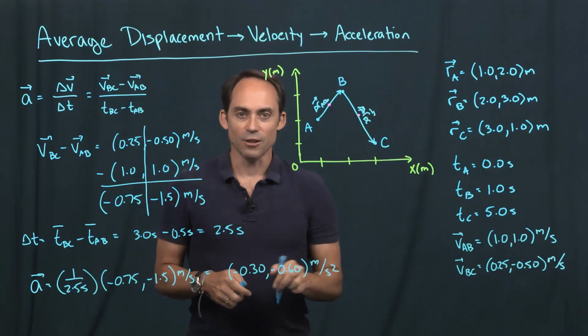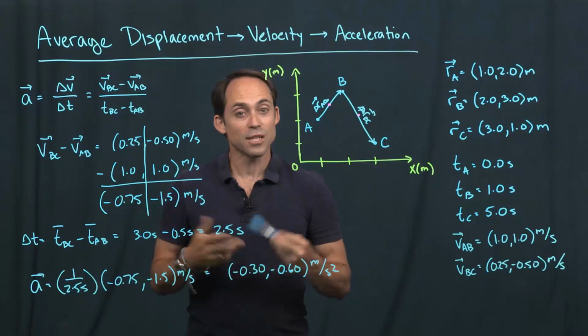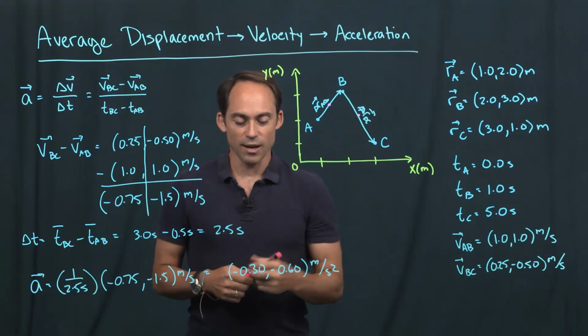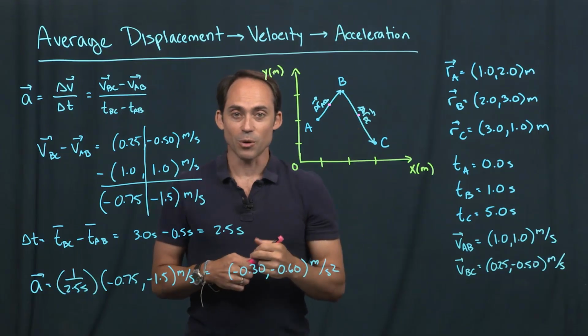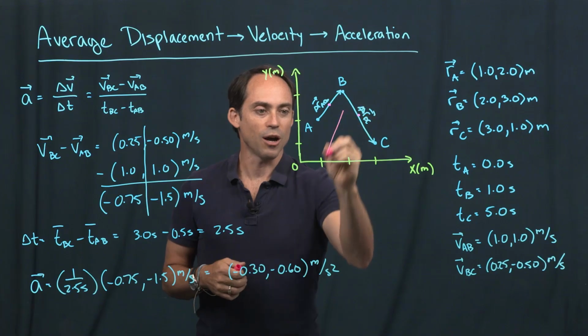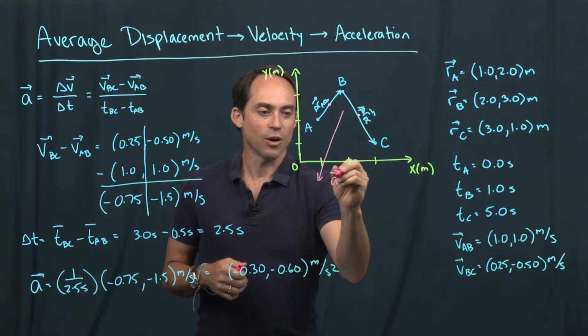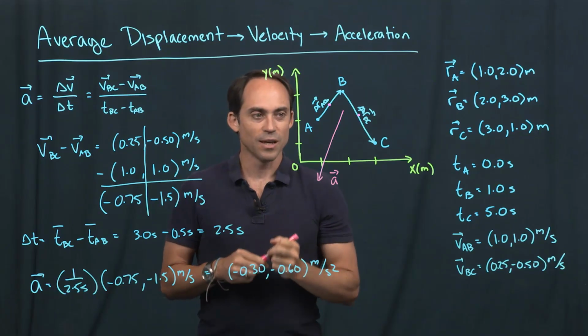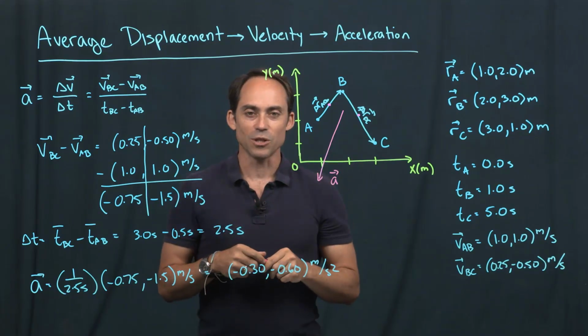Now, it's a good idea to look at this solution again and see if it makes sense, at least graphically. This vector is pointing in a negative direction in both the x and y coordinates, and if I sketch it out here, it's pointing off in this direction. It's got a little bit more negative direction in the y-axis than the x-axis. That's generally what the acceleration looks like.